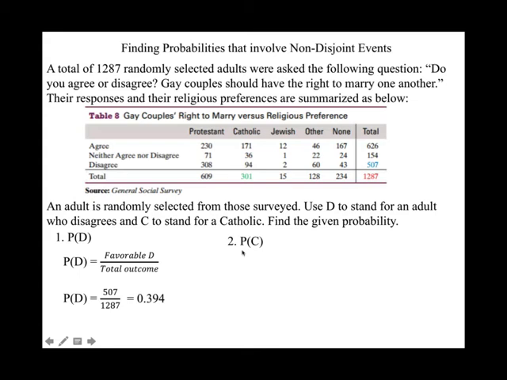Okay, number 2, find the probability of C. How many people are Catholic? Look at the total, it should be 301, right? So again, use the same formula. Favorable C will be 301 over the total outcome. Use the calculator. That will be 0.234.